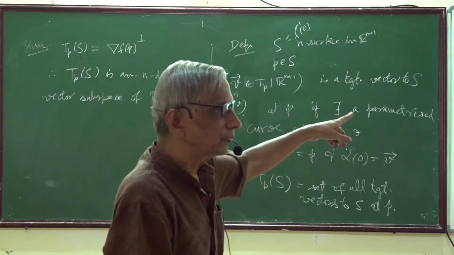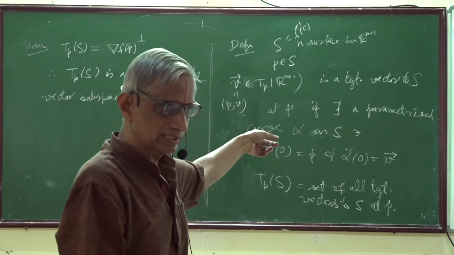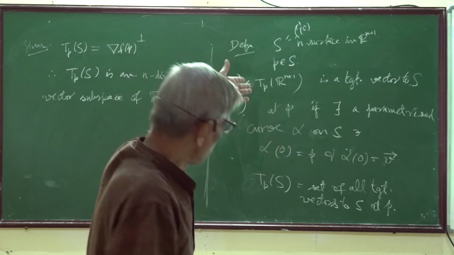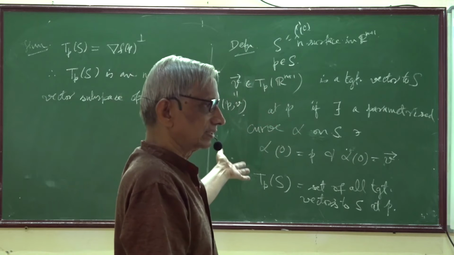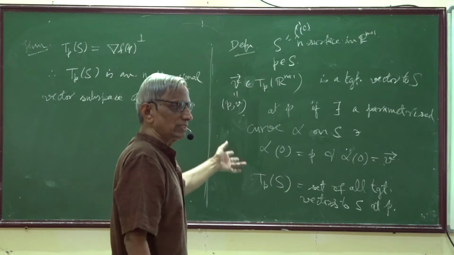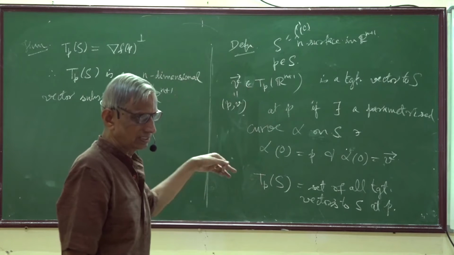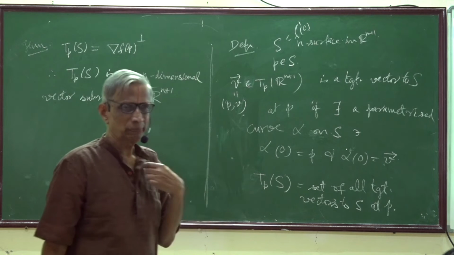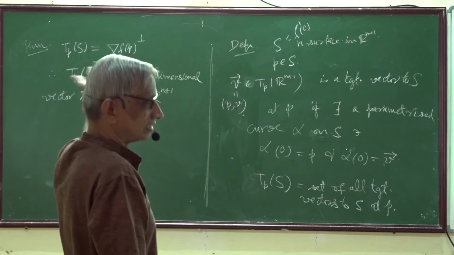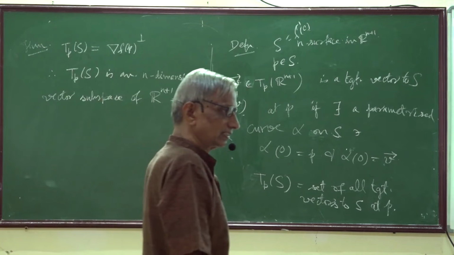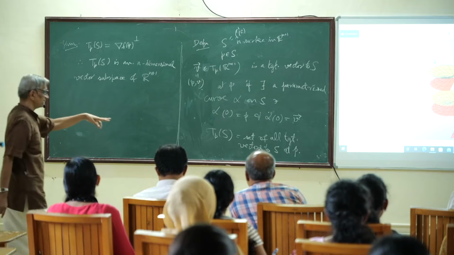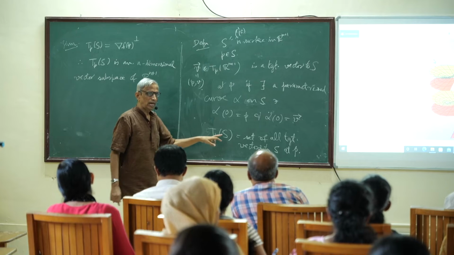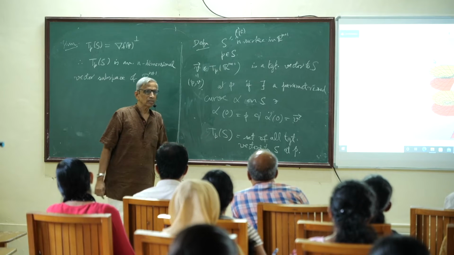See, from the definition of a tangent vector, just by looking at the definition, it is not even clear whether it is a vector space, right? If you add two tangent vectors, are you going to get a tangent vector? That's not obvious from the definition. But once you have this, you not only see that it is a vector subspace, but you even know what its dimension is. So this is of course called the tangent space at P to the surface S.